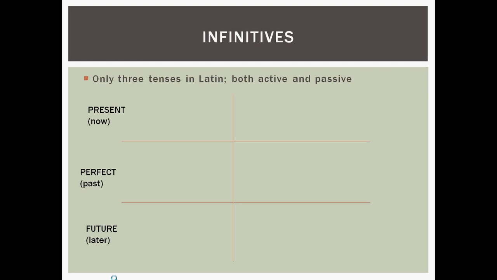To give you an idea of what these sound like in English, the present infinitive is to give, right? To verb. And the passive of that is to be given. If we want to make that past tense, it'd be to have given. And the passive of that is to have been given.